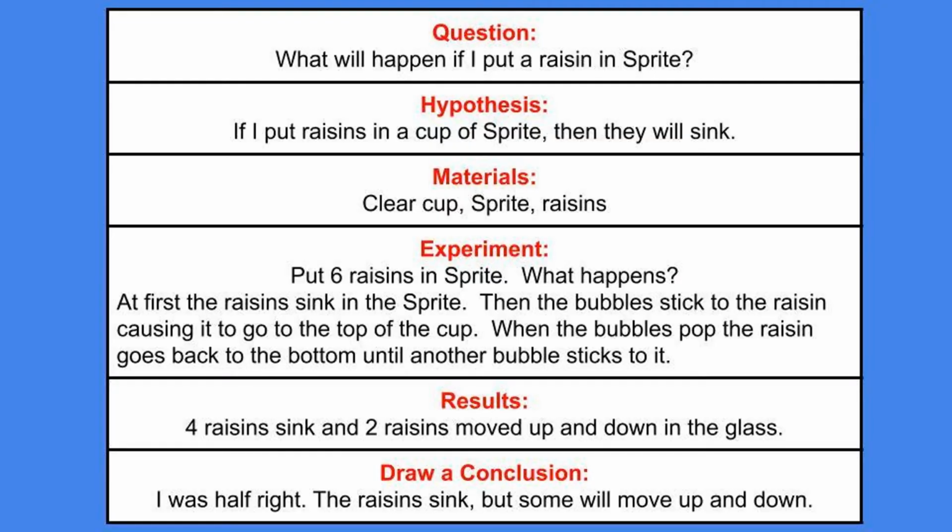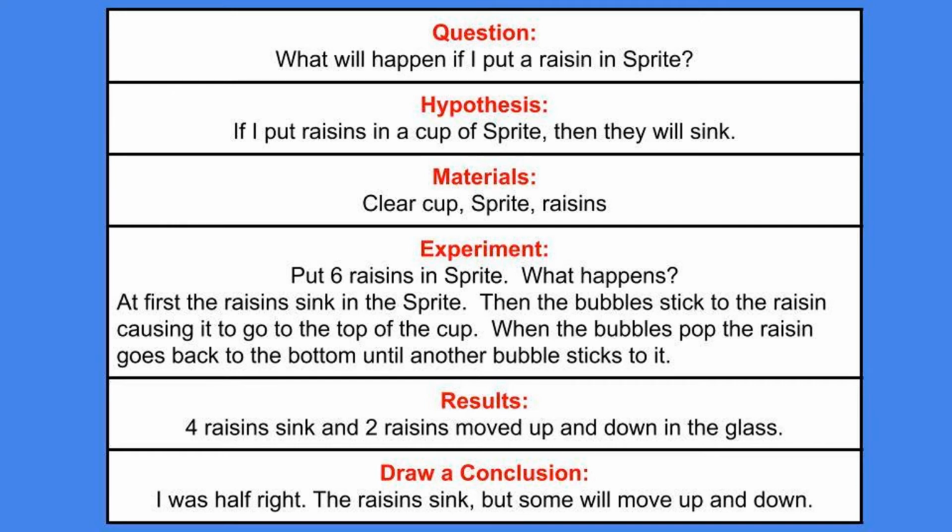Here is what I typed up for the scientific method steps for the second experiment. Our question was, what will happen if I put a raisin in Sprite? Our hypothesis was, if I put raisins in a cup of Sprite, then they will sink. The materials I used were a clear cup, Sprite, and raisins. For the experiment, I put 6 raisins in Sprite. What's going to happen? And here's what I observed.